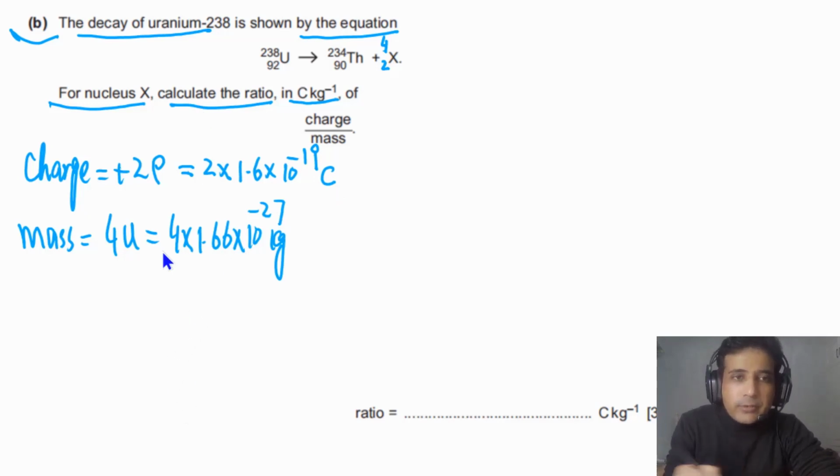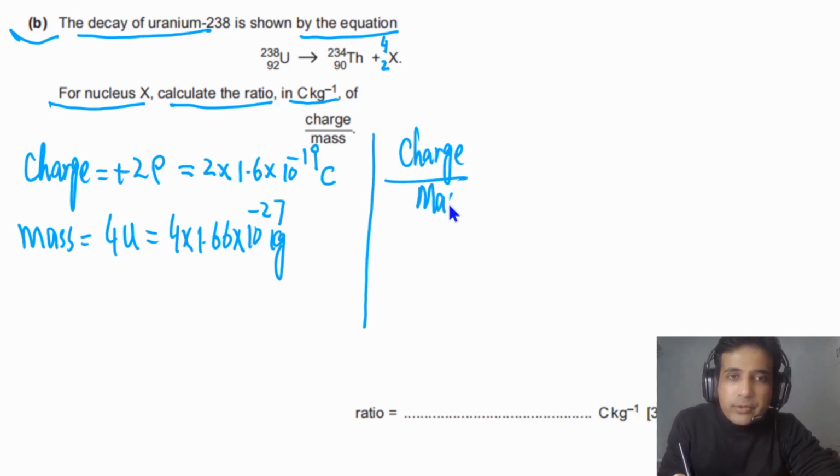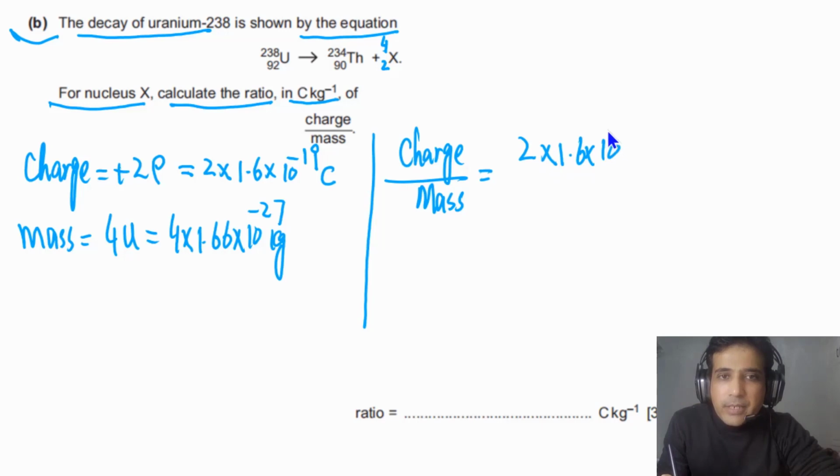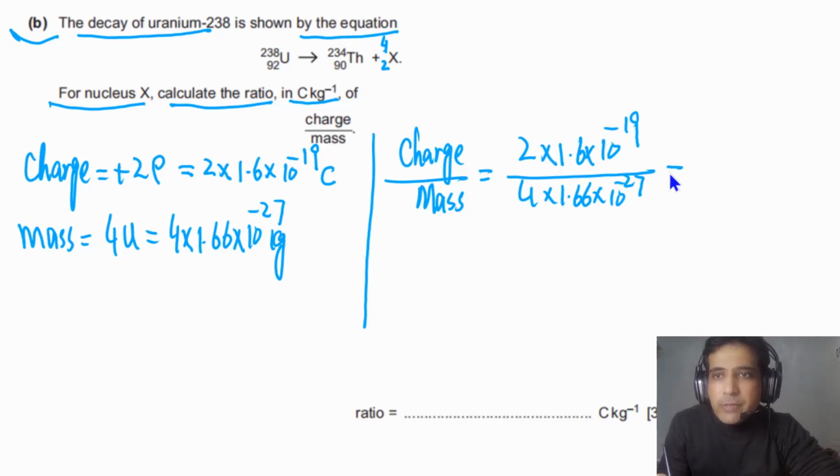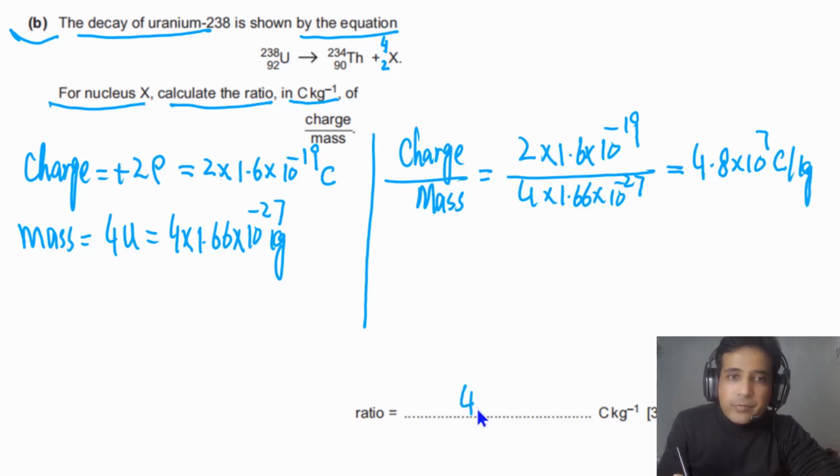Now simply we need to divide these two quantities and we can calculate the charge to mass ratio. So we can simply write down charge over mass. We need to find the ratio between these two quantities. We have charge that is equal to 2 times 1.6 times 10 to negative 19 coulombs, and we need to divide by mass. Mass is 4 times 1.66 times 10 to negative 27. If we do the calculations, our final answer will be 4.8 times 10 to 7 coulombs per kilogram, and this is our final answer to 2 SF. So this is 4.8 times 10 to 7.